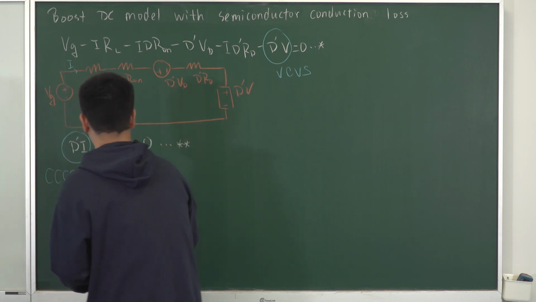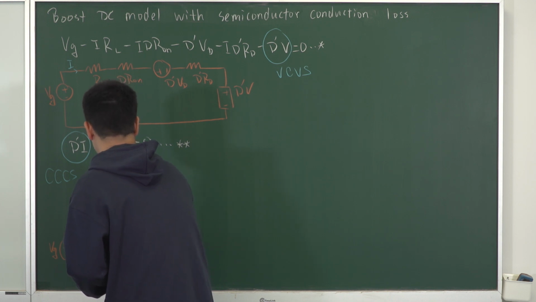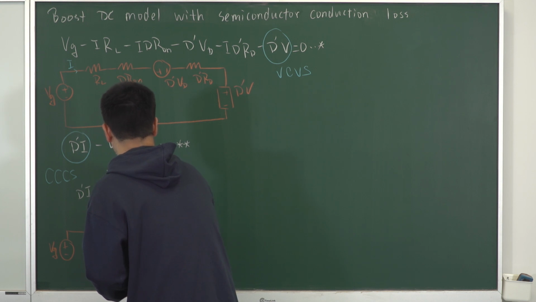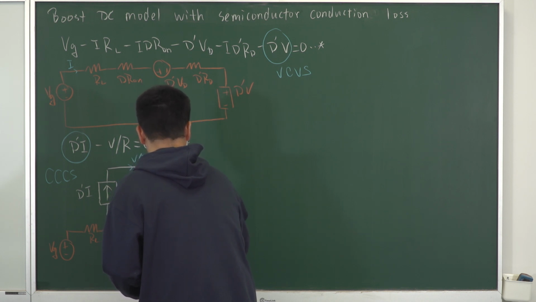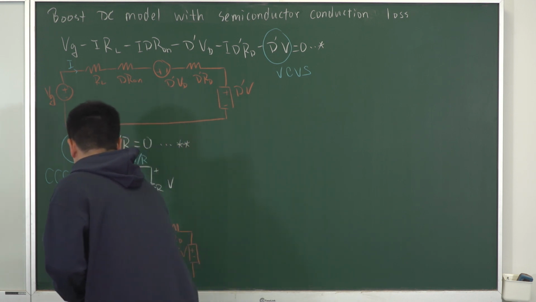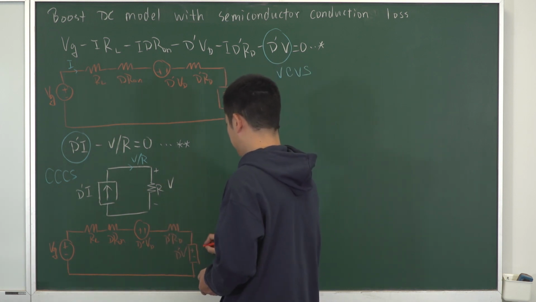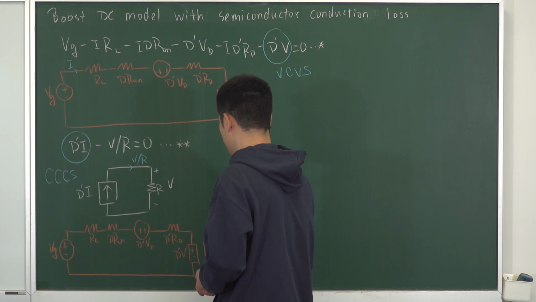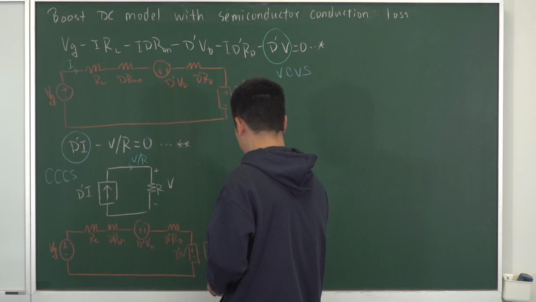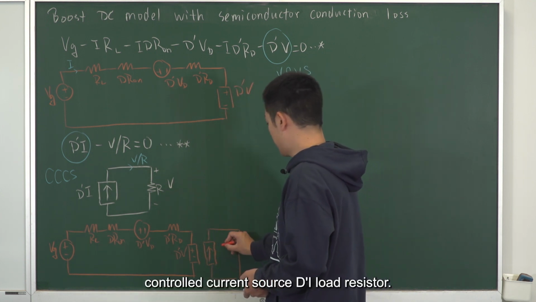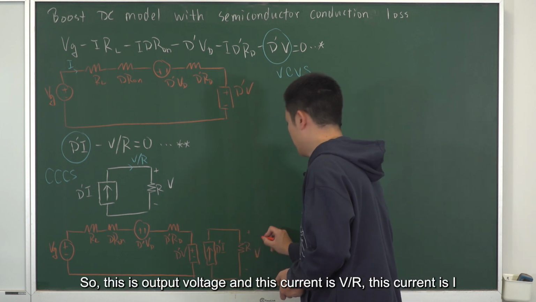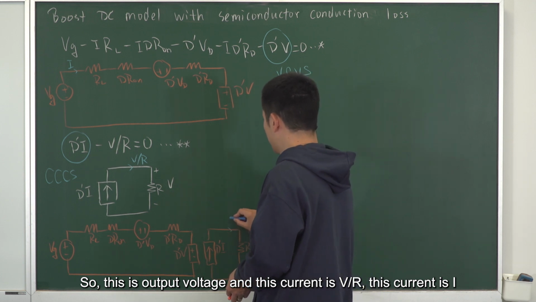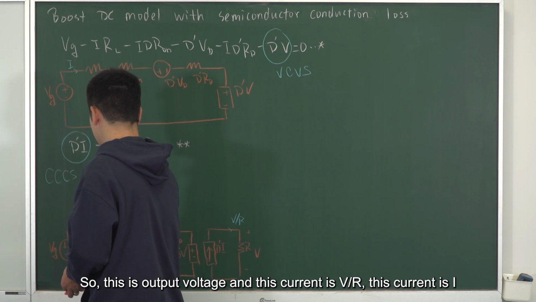So I will replot this primary side and secondary side and put those two control sources adjacent. R_L, Vg, D R_on, D prime V_D, D prime R_D, D prime V. And here, the controlled current source D prime I, and the load resistor. So this is the output voltage. And this current is V over R. This current is I.